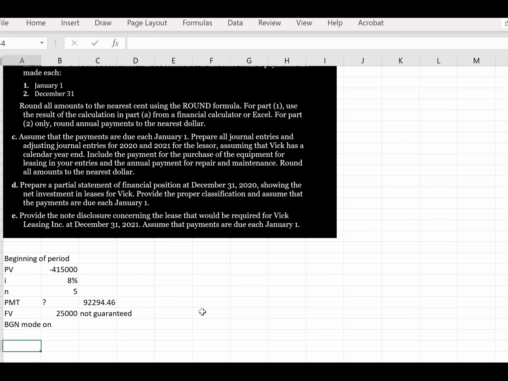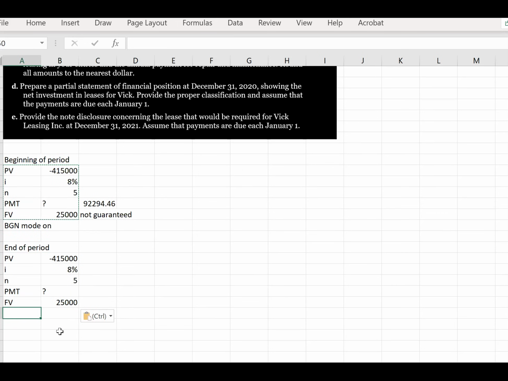Now at the end of the period, we're going to have all the same inputs, but we're going to have begin mode off, because now the payments are due at the end of the period. And our payment here is going to be $99,678. So you can see that in order to generate this return, the lessor is going to need to make payments here of $99,000 and here of $92,000, because here the lessor gets paid that much faster. So there's less impact from the time value of money.